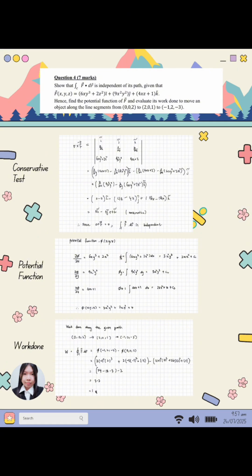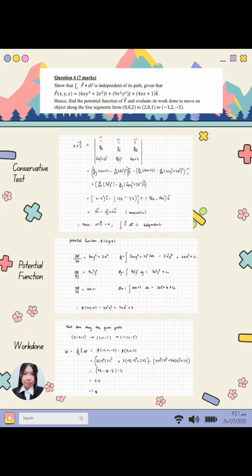So we are given the vector field, which is vector F of x, y, z equal to (6xy cubed plus 2z squared) i hat, (9x squared y squared) j hat, and (4xz plus 1) k hat. So to check the path independence, we need to compute the curl, which is del cross vector F. After evaluating all components, each term is equal to 0. So the curl is 0 everywhere. Therefore, the vector field is conservative and the line integral is path independent.